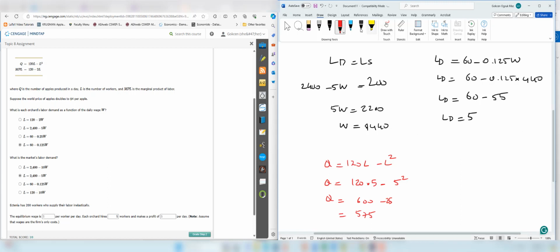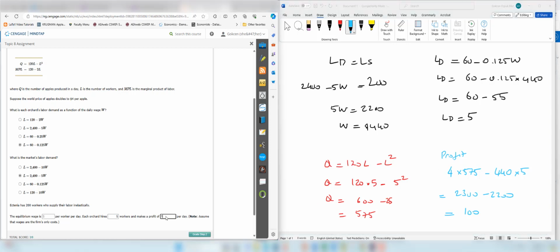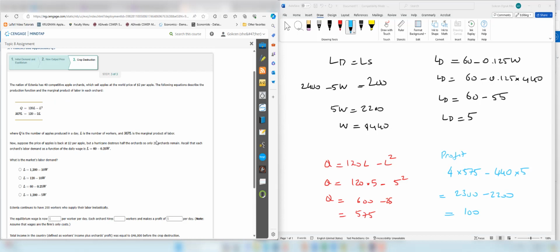So now we can calculate the profit. Profit is total revenue minus total cost. We know that the price has changed, so 4 times 575 is the total revenue. For cost, the wage has changed to 440 and 5 workers are hired. Let's calculate it, and the profit is now 200. Okay, let's go to the final step.